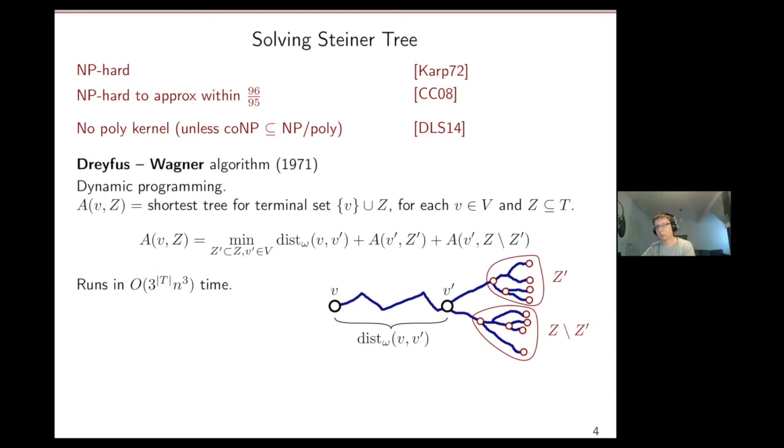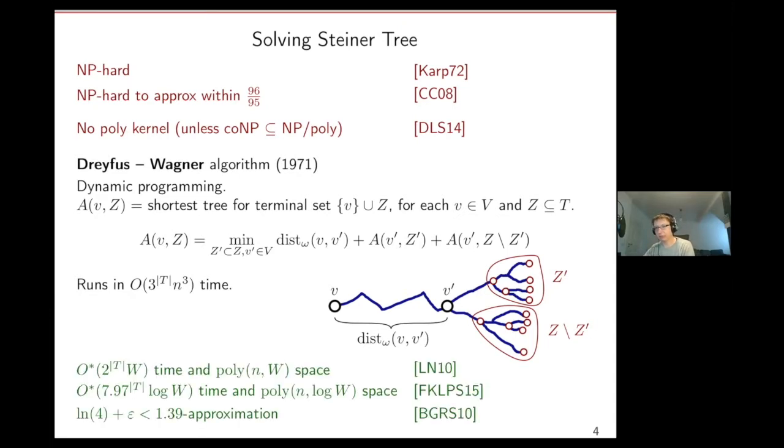And so it's a nice FPT algorithm. And of course, progress did not stop in 1970 on this. By now, we can do this in 2 to the number of terminals times maximum weight time and polynomial space. The previous one used exponential space. We can also do it in the proper weighted setting where the dependence on the maximum weight is only logarithmic. There the constant is slightly larger, but still polynomial space. And also in terms of approximation, we can do a pretty good job today. There is a 1.39 approximation.